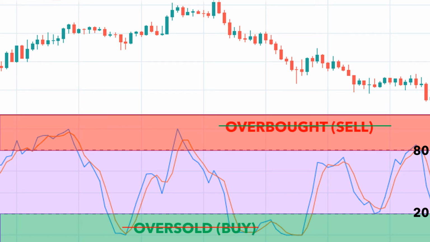An important thing that you should know is that you should not blindly sell when the market is overbought, or blindly buy when the market is oversold. And this is because the stochastic lines can remain above 80 or below 20 for long periods of time. This is because the stochastic indicator does not show oversold or overbought prices.